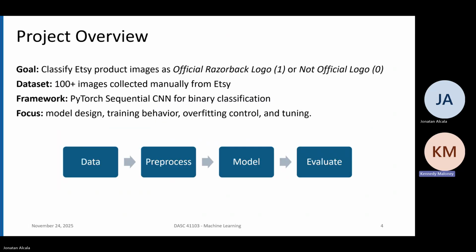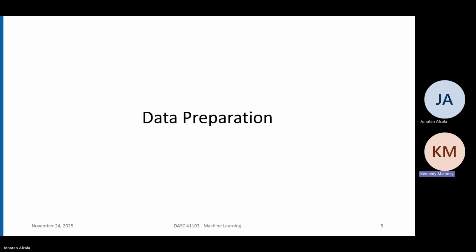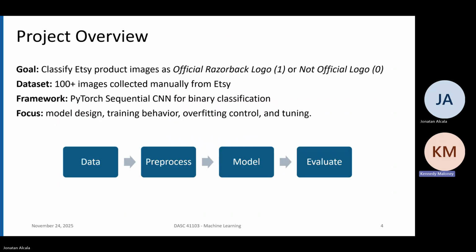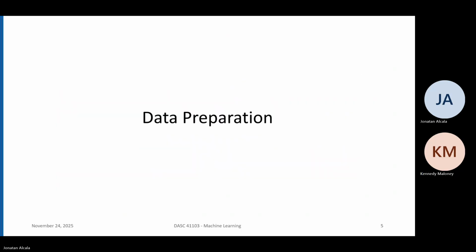So for the project overview, our goal was to classify Etsy product images as the official Razorback logo, classified as 1, or not an official logo, classified as 0. Our data set was over 100 images that we collected manually from Etsy. The framework was using a PyTorch sequential CNN for binary classification, and our focus was model design, training behavior, overfitting control, and tuning. So we went from data to pre-processing to the model to evaluation.